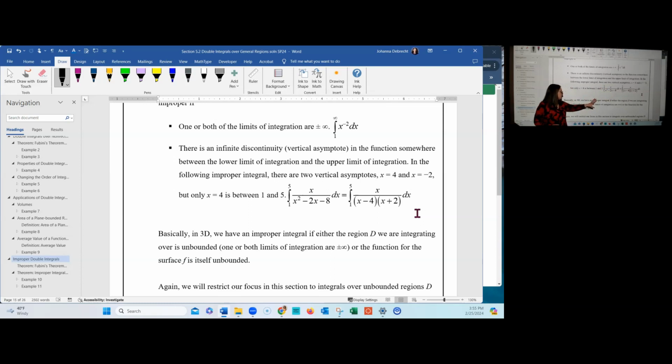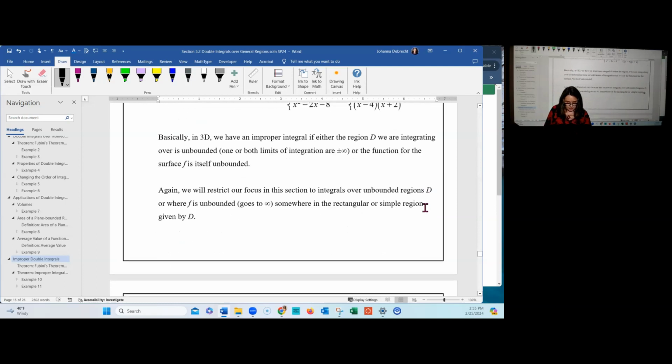The way that we handled this in Calculus 2 was we had to split the integral, taking the limit as c approached 4 from the left of the integral from 1 to c, plus the limit as d approached 4 from the right of the integral from d to 5. Let's see how we're going to deal with these in the three-dimensional space when we have functions of two independent variables.